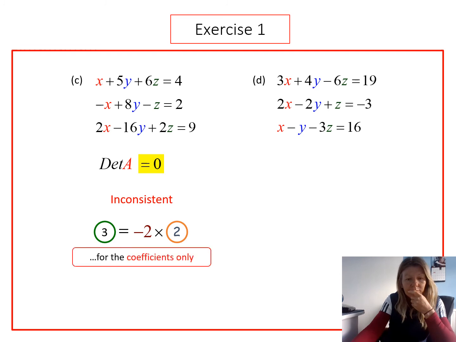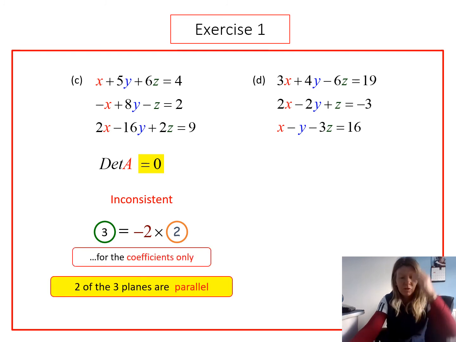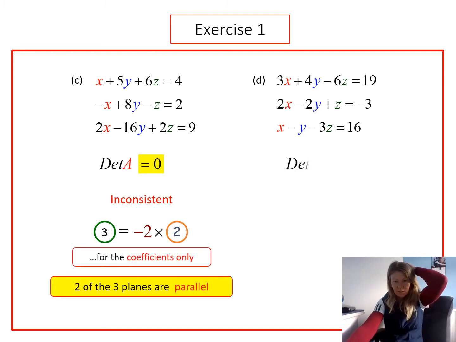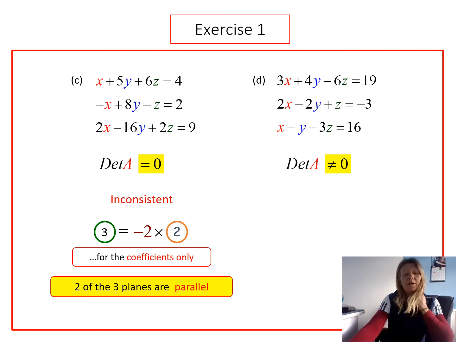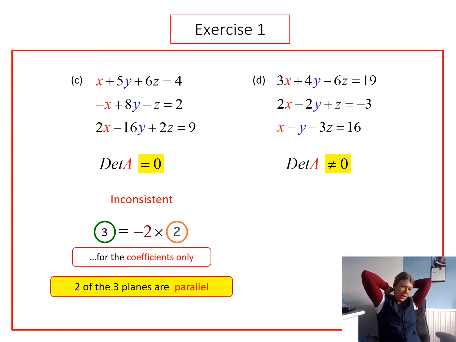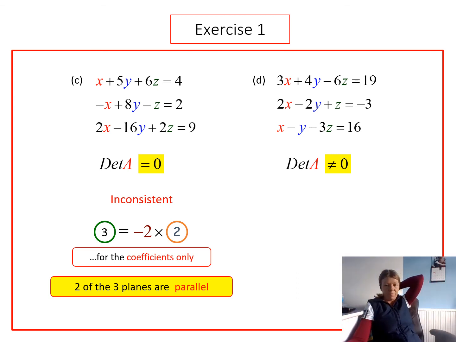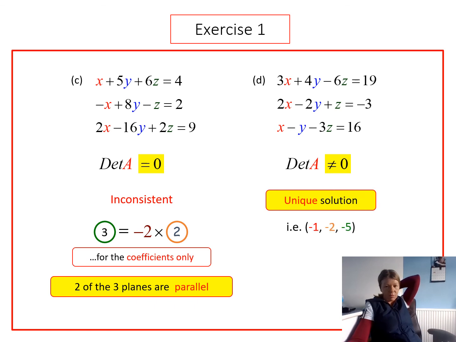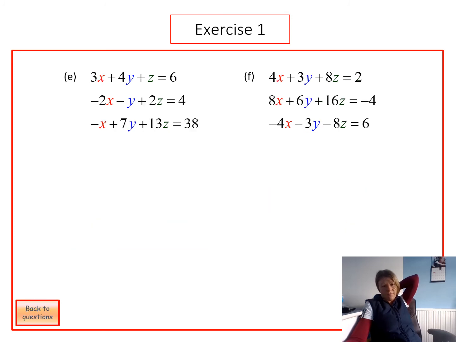Yeah. So basically that one was 2 of the planes were parallel. D, the determinant wasn't 0, so we meet at a unique solution. So you had to do your A inverse B to find your answers on your calculator, and they came out at those.